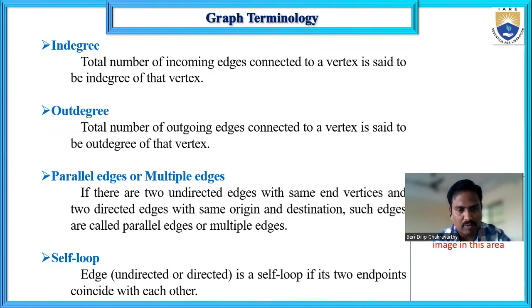Then self loop. Self loop means it's a circuit towards itself. A loop to itself, we call it a self loop. An edge is a self loop if its two end points coincide with each other. If both are the same, we'll say it is a self loop.